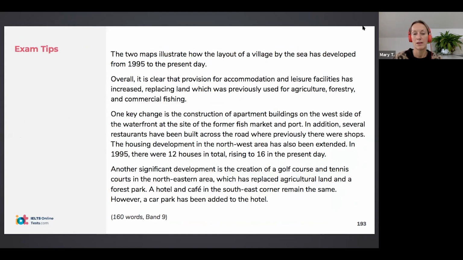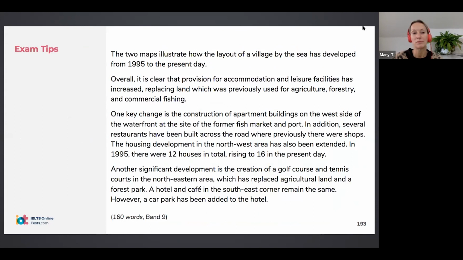Okay, so that's it. As you can see, this has 160 words, and if you manage to write an answer like this, you will score a band 9. So it's a good one to try to replicate if you can.